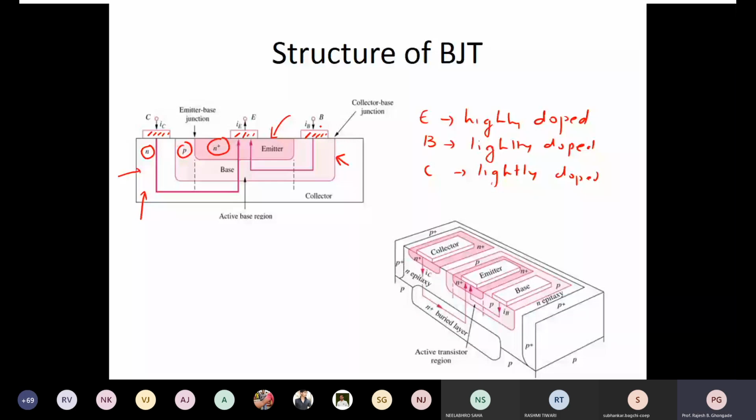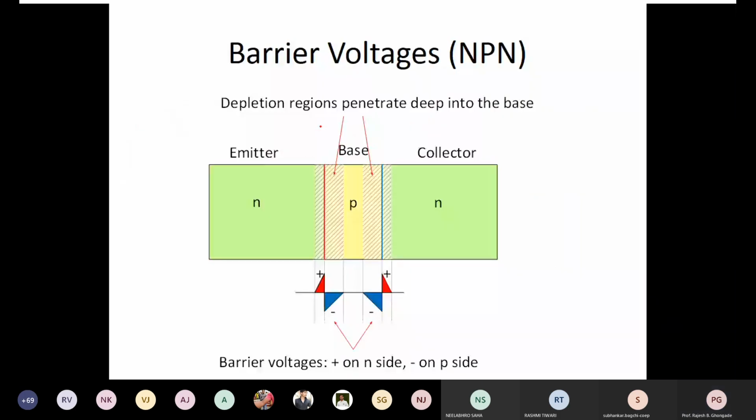Now, since we have the junctions, we are bound to have the barrier voltages. If you have any doubts regarding the barrier voltages, refer back to the session on diodes that we have already studied. Refer back to the concept of barrier potential or barrier voltages.